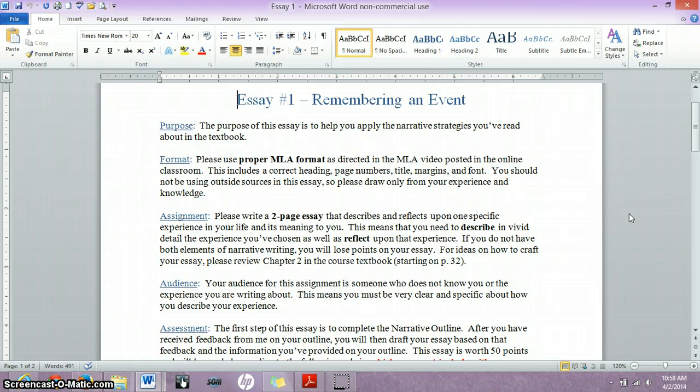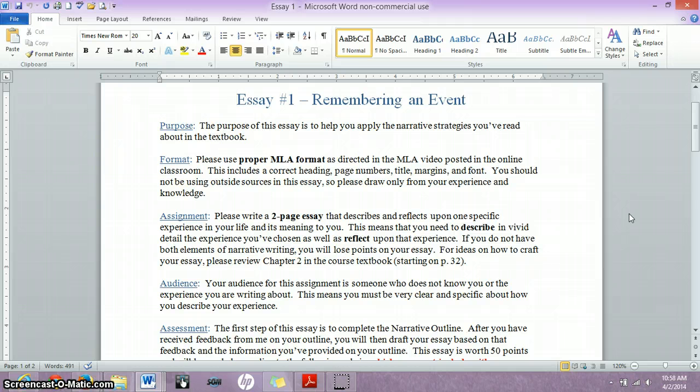For this assignment, please write a 2-page essay that describes and reflects upon one specific experience in your life and its meaning for you. Be sure that you include both of these elements. It's a required part of this essay. You don't want to just describe, you also have to reflect. So as you're thinking about the organization of your essay, think about where you're going to plug that reflection in. Are you going to do it throughout, or are you going to tell your story and then reflect in a paragraph and then conclude? So think about that, but I have to see both elements.